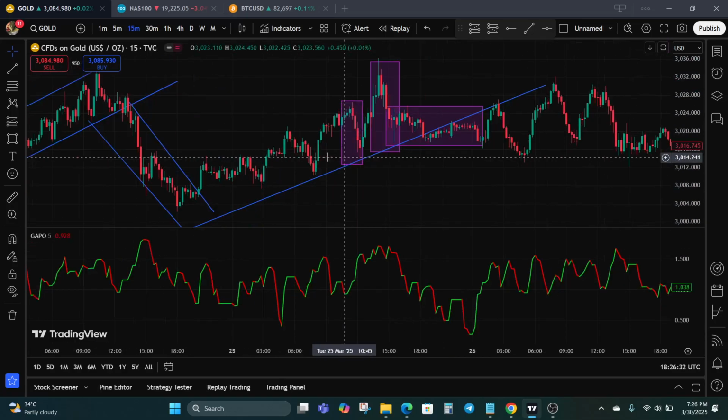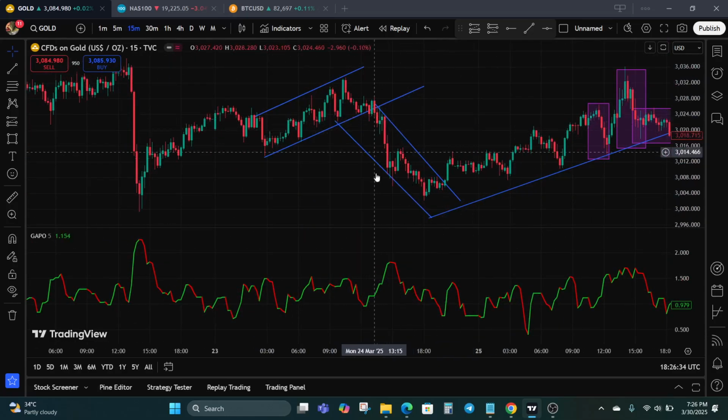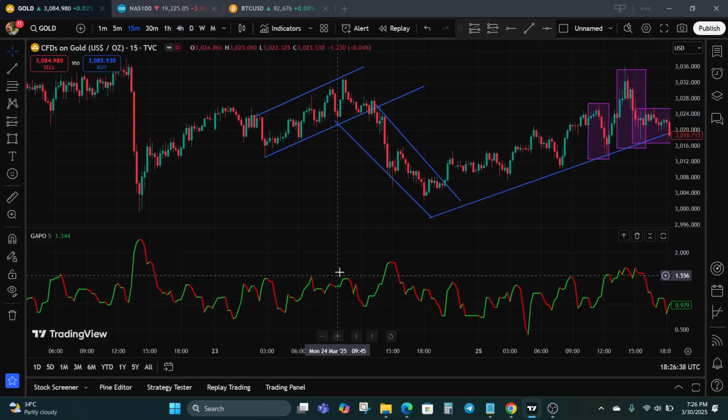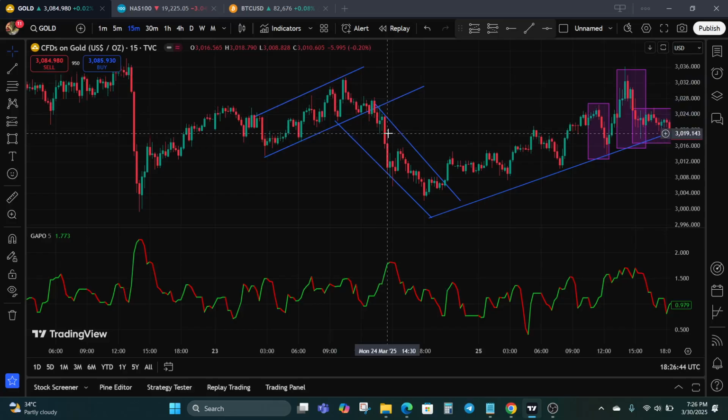But the main thing is that within this particular time frame where the Gopalakrishnan Range Index was rising in value, within that time frame, we had a breakout to the downside, and that breakout was supported by a bearish volatility.